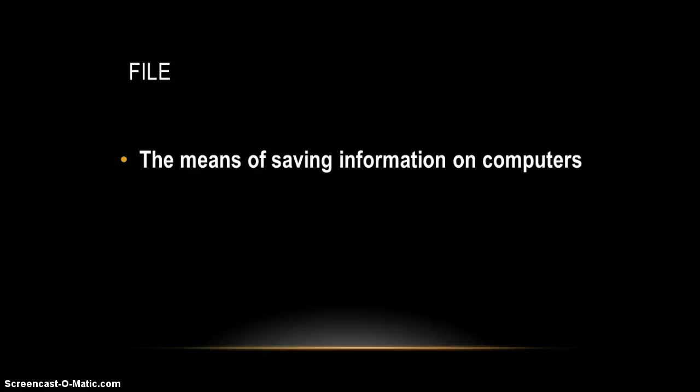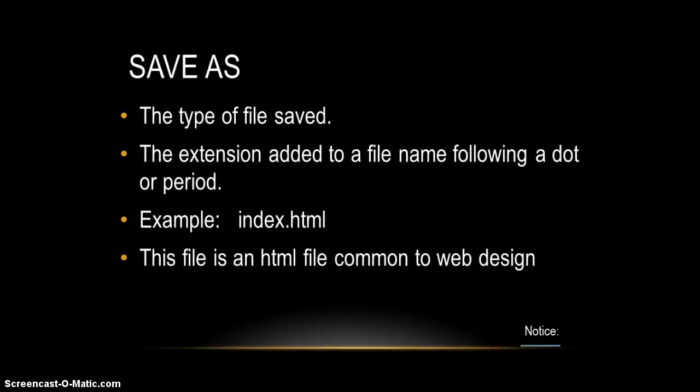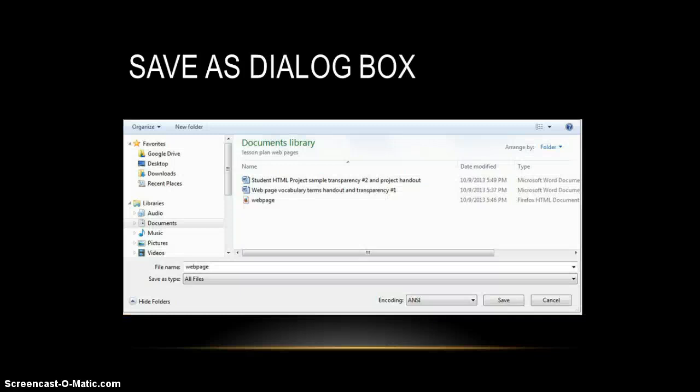A file is simply a means of saving information on a computer, whereas a file folder is the location where files are kept. It's important to save the files in the proper format. To do this, we use the Save As feature of the word processor, and we add a period followed by HTML to indicate that this is a web document. Here's a sample of a Save As dialog box in Windows.